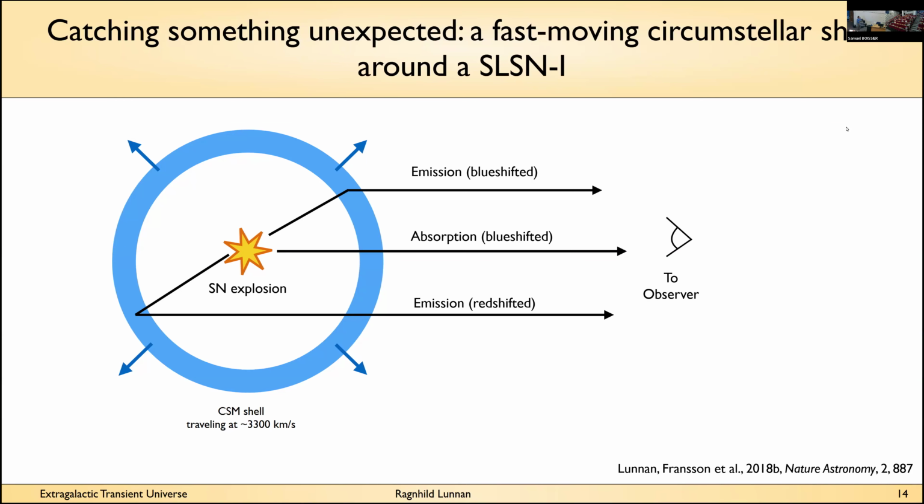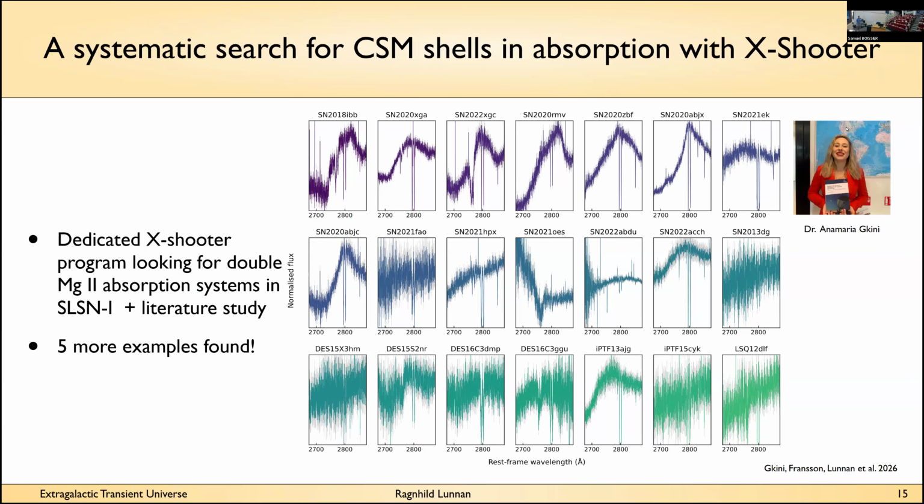And another thing we then realized is we could have recognized this even at peak light if we'd had better resolution data, just from that double absorption system. And this led to a systematic search for these kinds of shells using the Xshooter instrument on VLT. So this was the basis of my student Anna Maria Guinness' PhD thesis. So we had a dedicated program for several semesters, basically looking for these extra absorption systems.